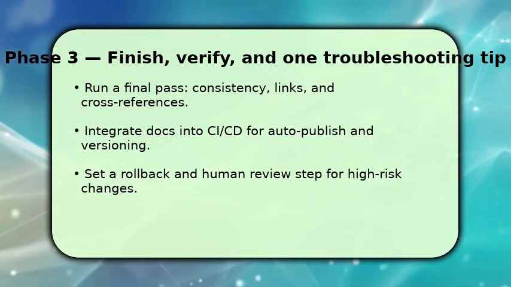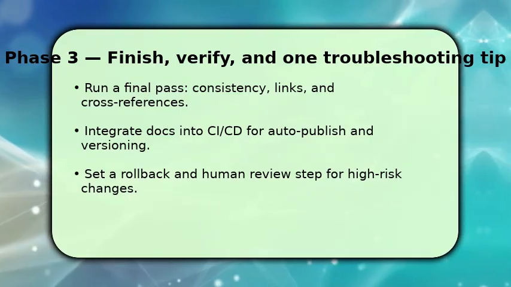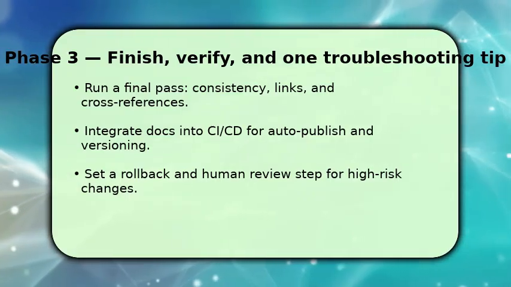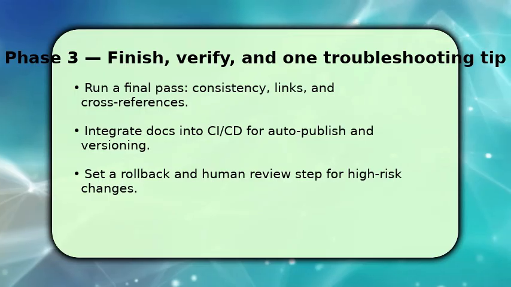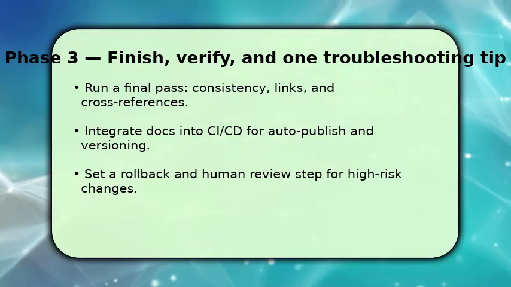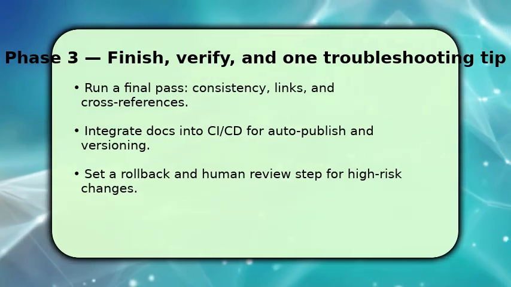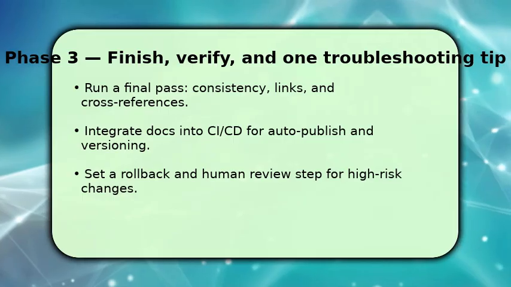Once done, integrate generation into CI/CD so every commit triggers a docs build and publish step. Include versioned outputs. Make sure to queue human review for critical sections and set a rollback process for faulty releases.